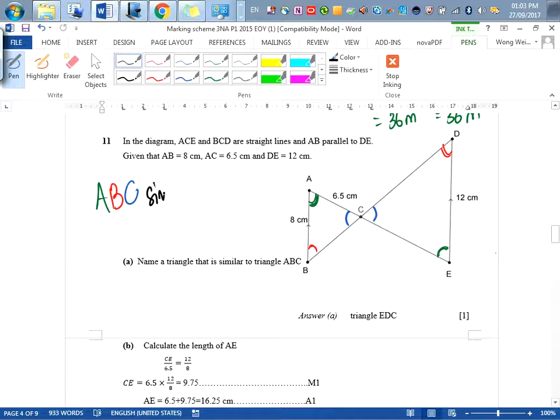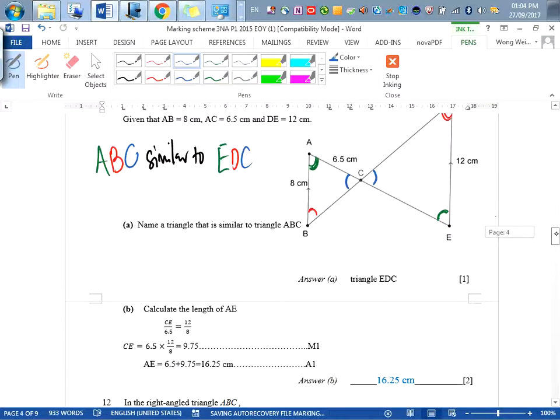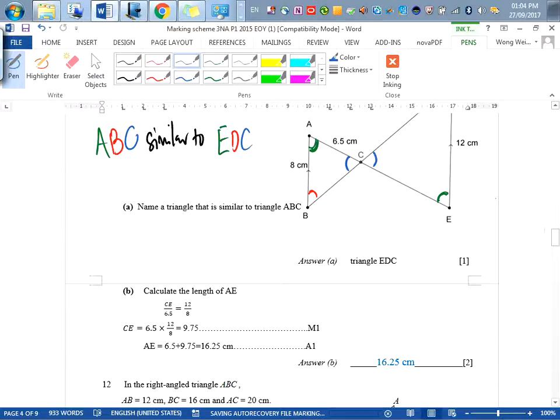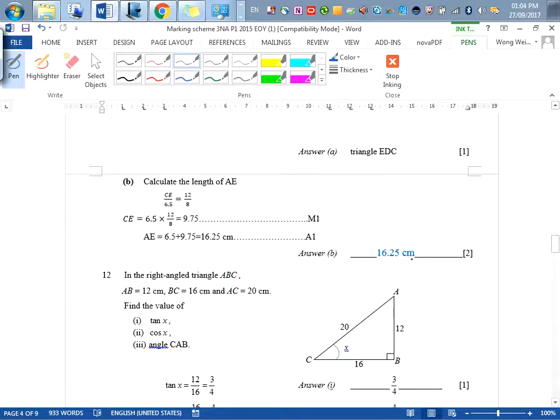This is similar to... which one is the green one? E. So the naming is important. D. And the blue one, C. Okay? Calculate the length of AE, 16.25. Need me to go through?